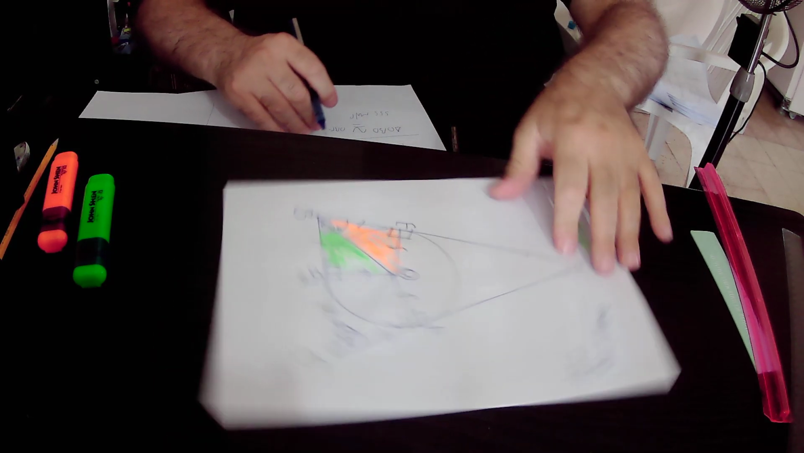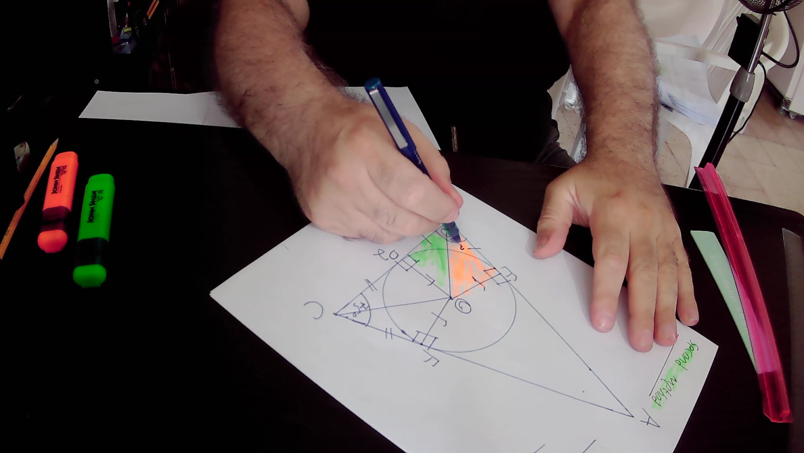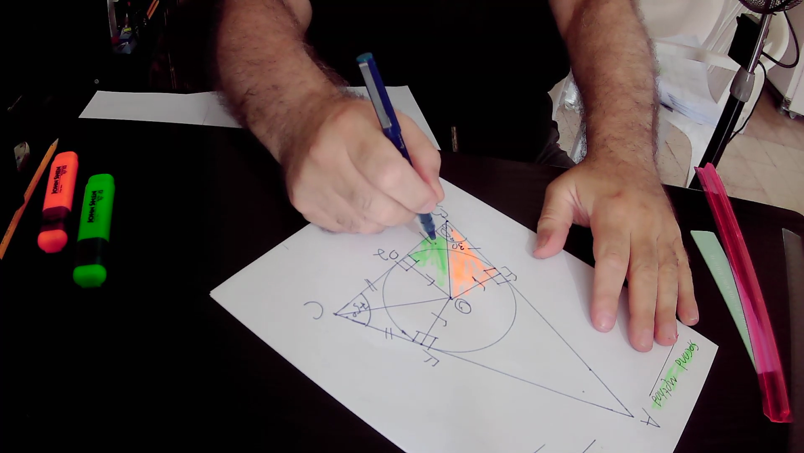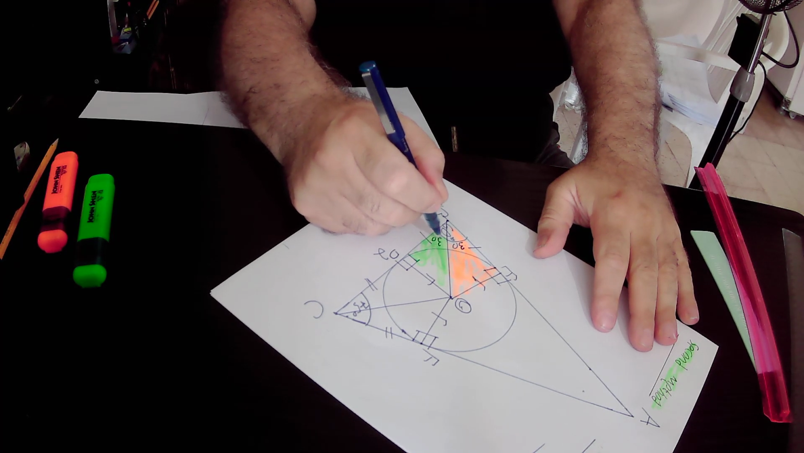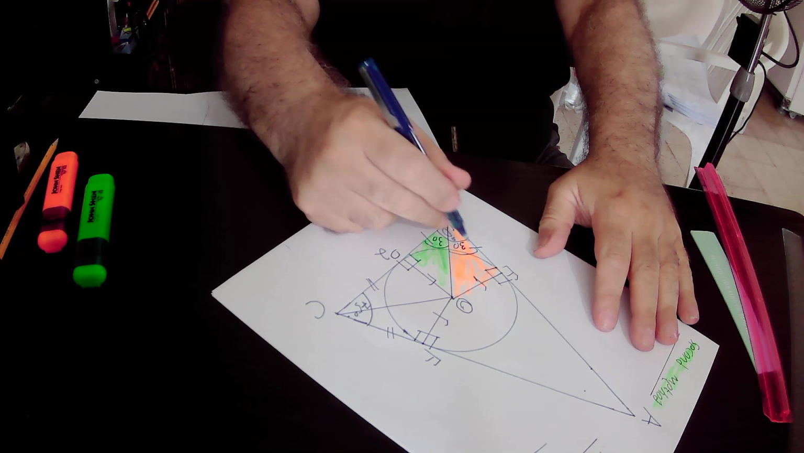So I write here that this is angle alpha, it is equal to 30 degrees, and this is angle alpha that is also equal to 30 degrees in its size.